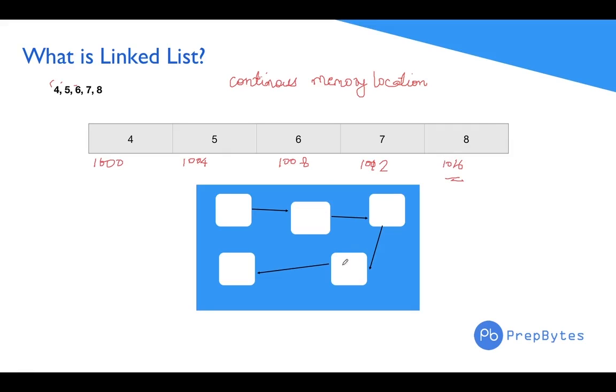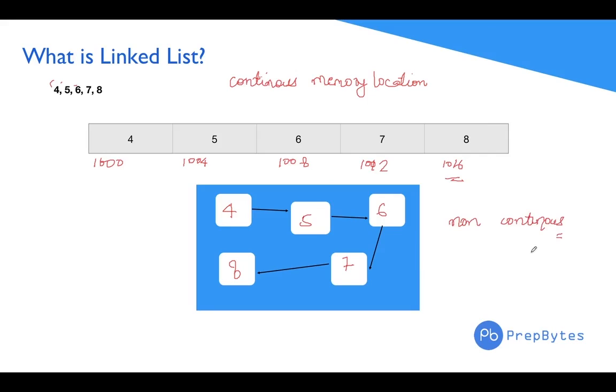Now what happens in linked list? Linked list again will store this data. Let's say it stores 4, 5, 6, 7, 8. But the major difference between the two is that in case of linked list, the data is stored in non-continuous memory location.